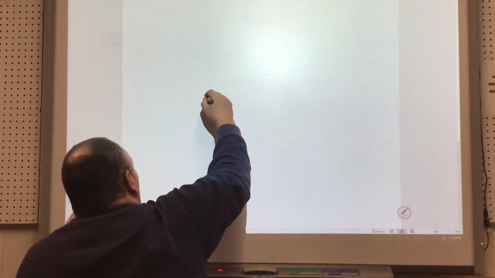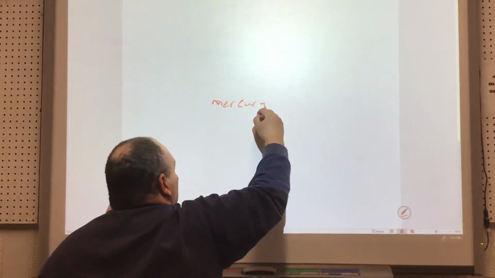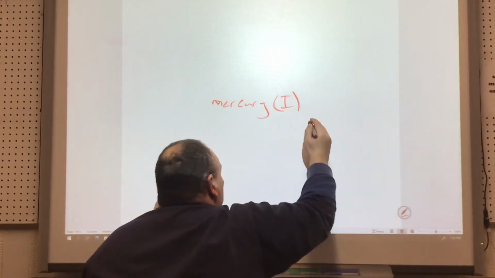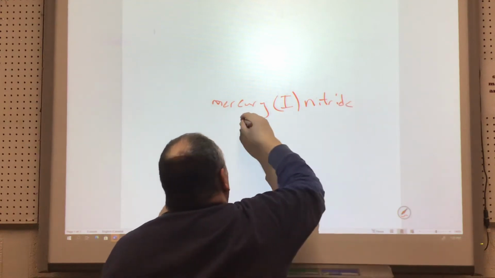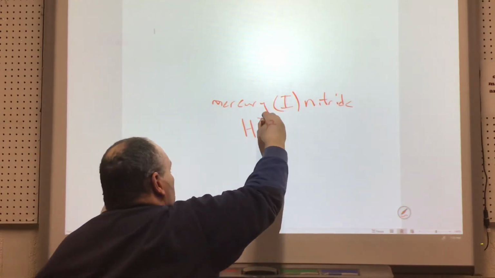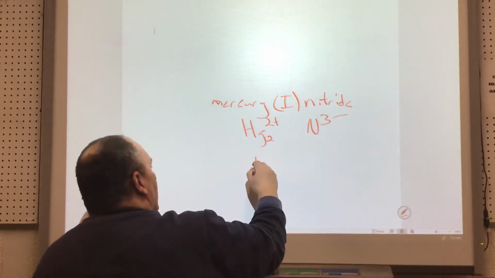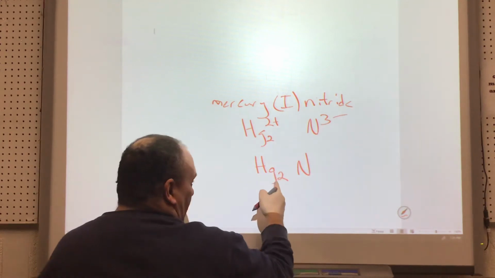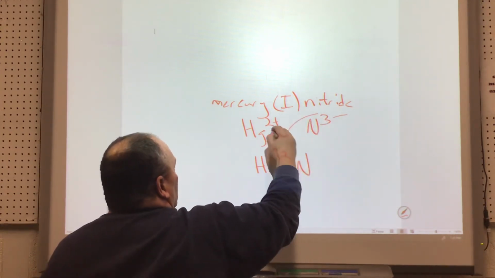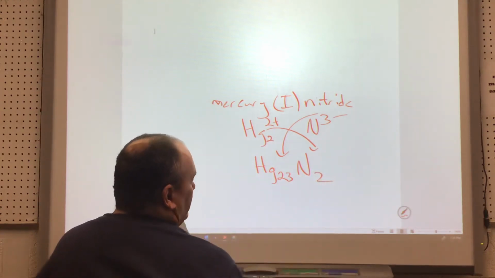So remember mercury 1 that we talked about before? Let's talk about him again quick. Mercury 1, let's go nitride. So mercury 1 would be Hg2 2 plus. Nitride is N3 negative. Slap them together, and then that 2 has to go there, right? We switch the numbers. The 3 goes here, and the 2 goes over here.